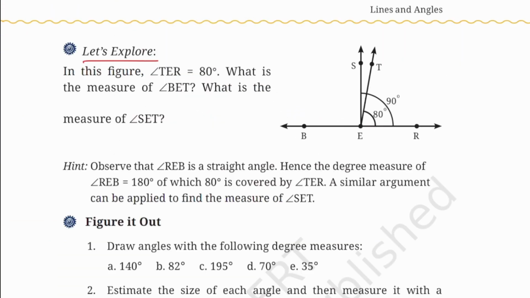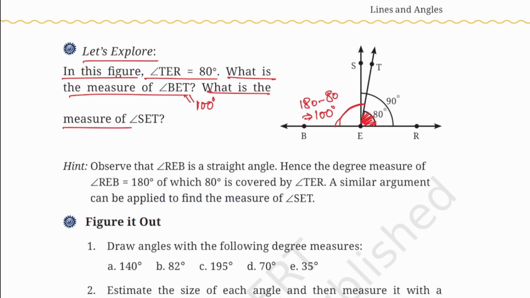Let's explore. In this figure, angle TER is equal to 80 degree. That is this one. What is the measure of angle BET? It is asked what is the measure of this angle. So you can write that this is 180 degree minus 80 degree. That is 100 degree. So angle BET is equal to 100 degree.